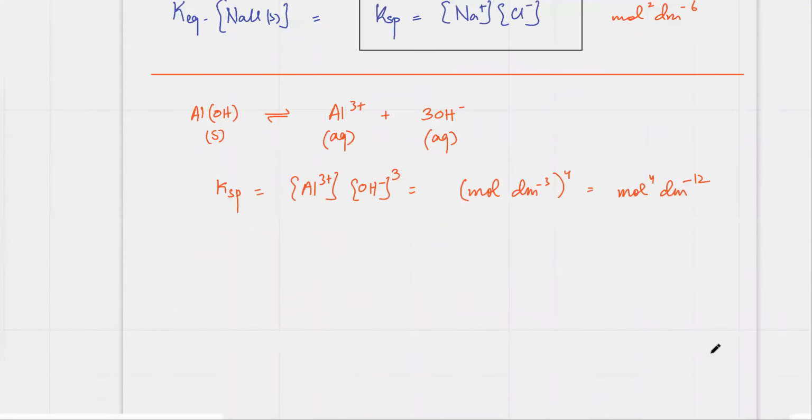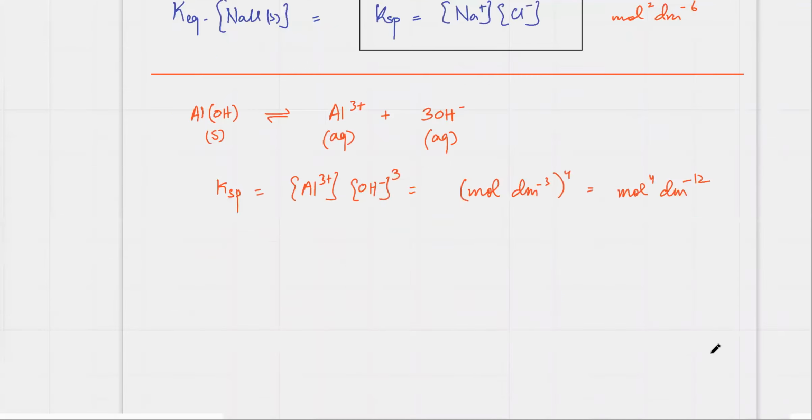Sir, how will it be 4? It's concentration into concentration cubed, like mole per dm cube into mole per dm cube cubed. So it's x to the power 4. Is this clear? Okay, sir.